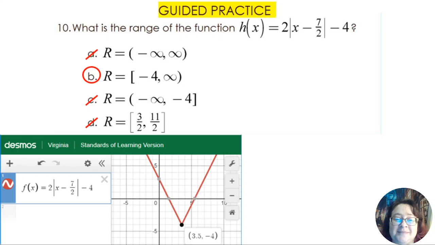That's it for our guided practice. Let's do some independent work.